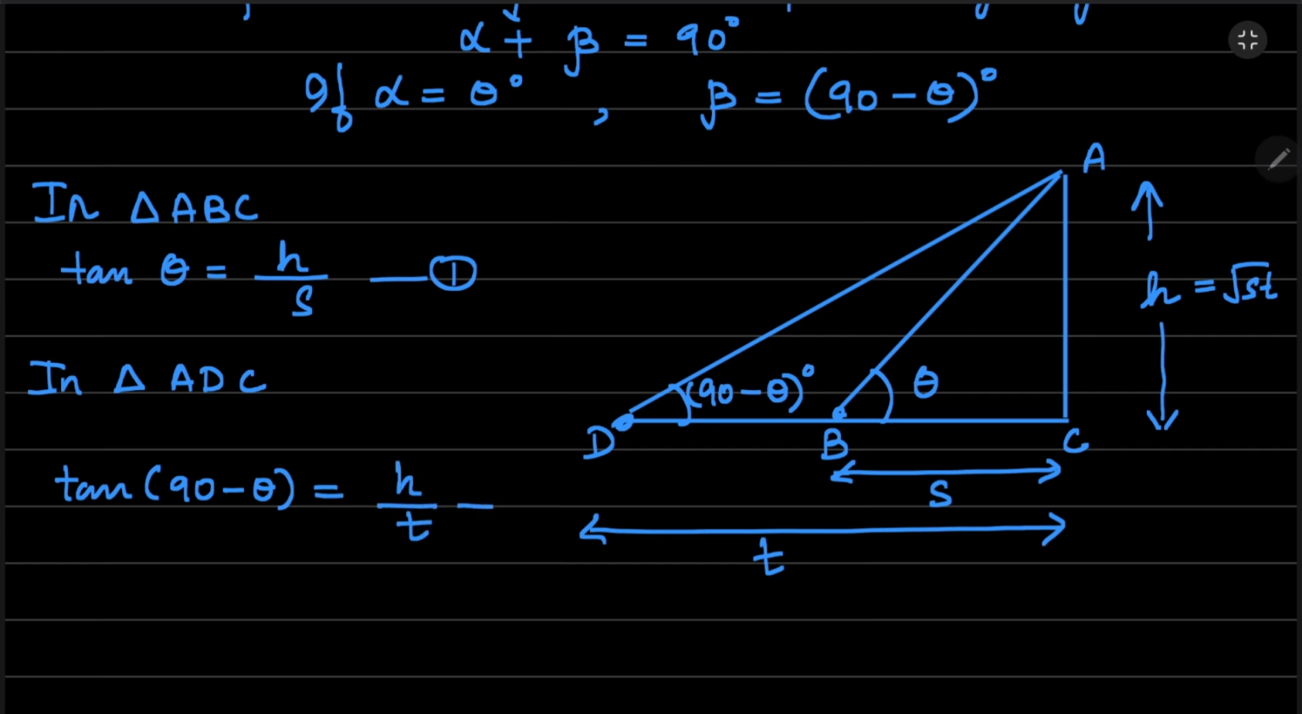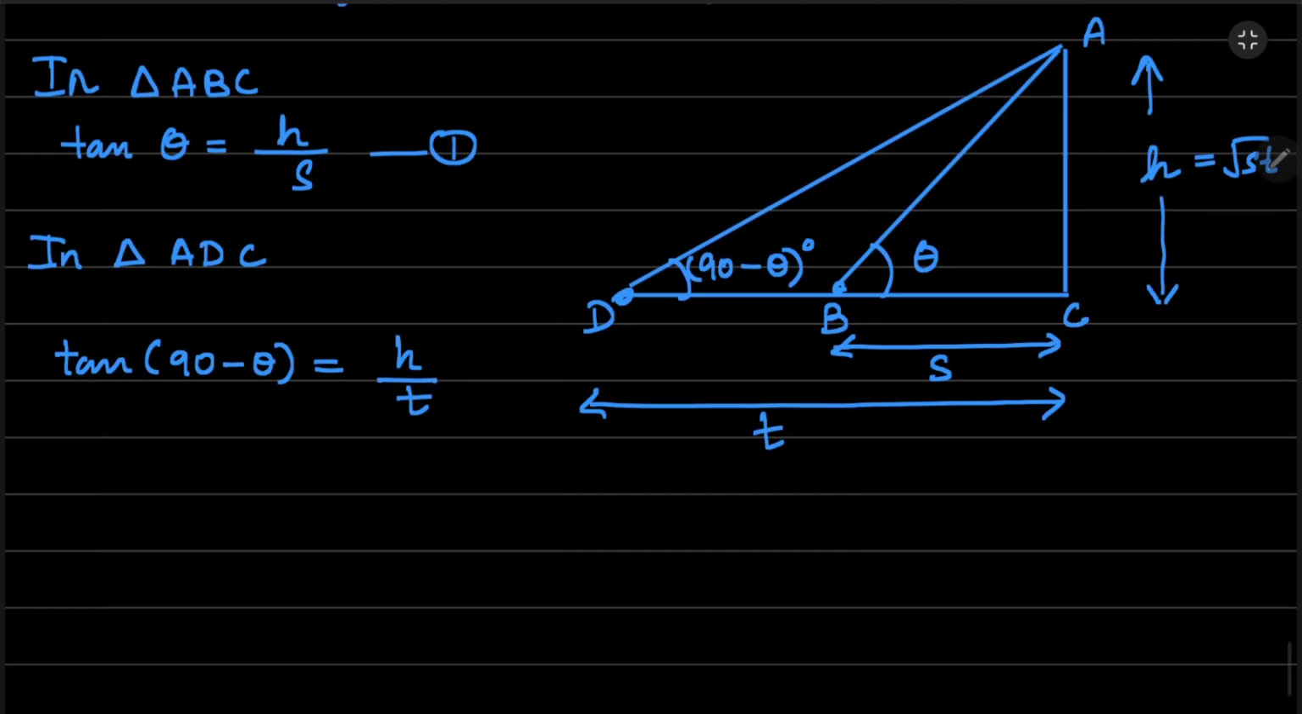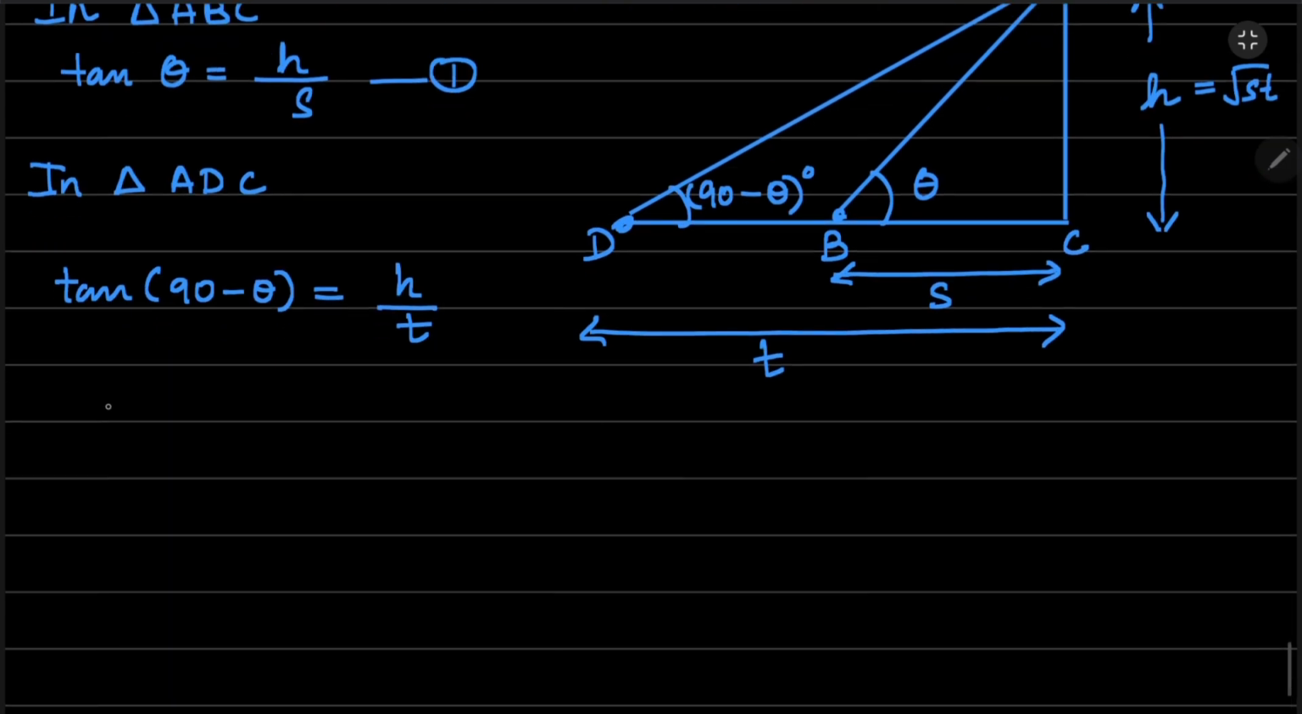Okay. Now, there's something which you need to know. Always remember, tan of 90 minus theta is equal to cot theta. Okay, these are complementary angles. Tan of 90 minus theta is equal to cot theta. So let me put it in a box so that you will remember it.